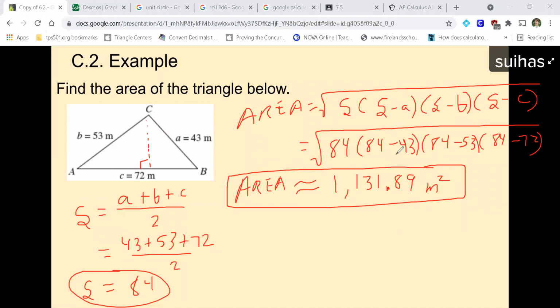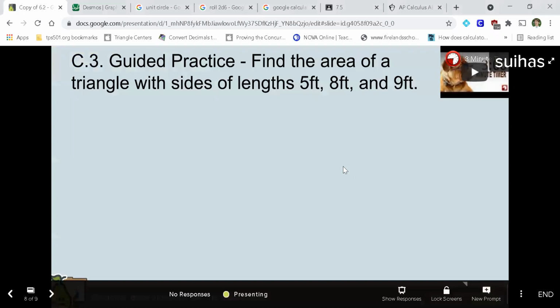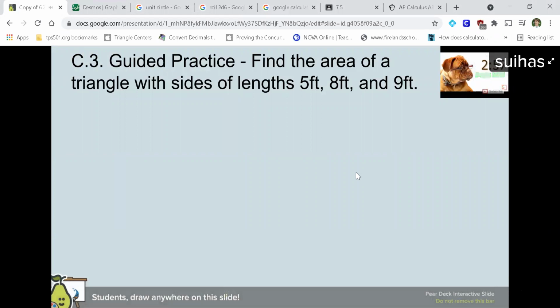Questions on the old area formula? Anybody need more time to write? Your turn. Find the area of a triangle with side lengths 5, 8, and 9. Once you have the answer, I think we'll be done. This will be the last thing we do today.